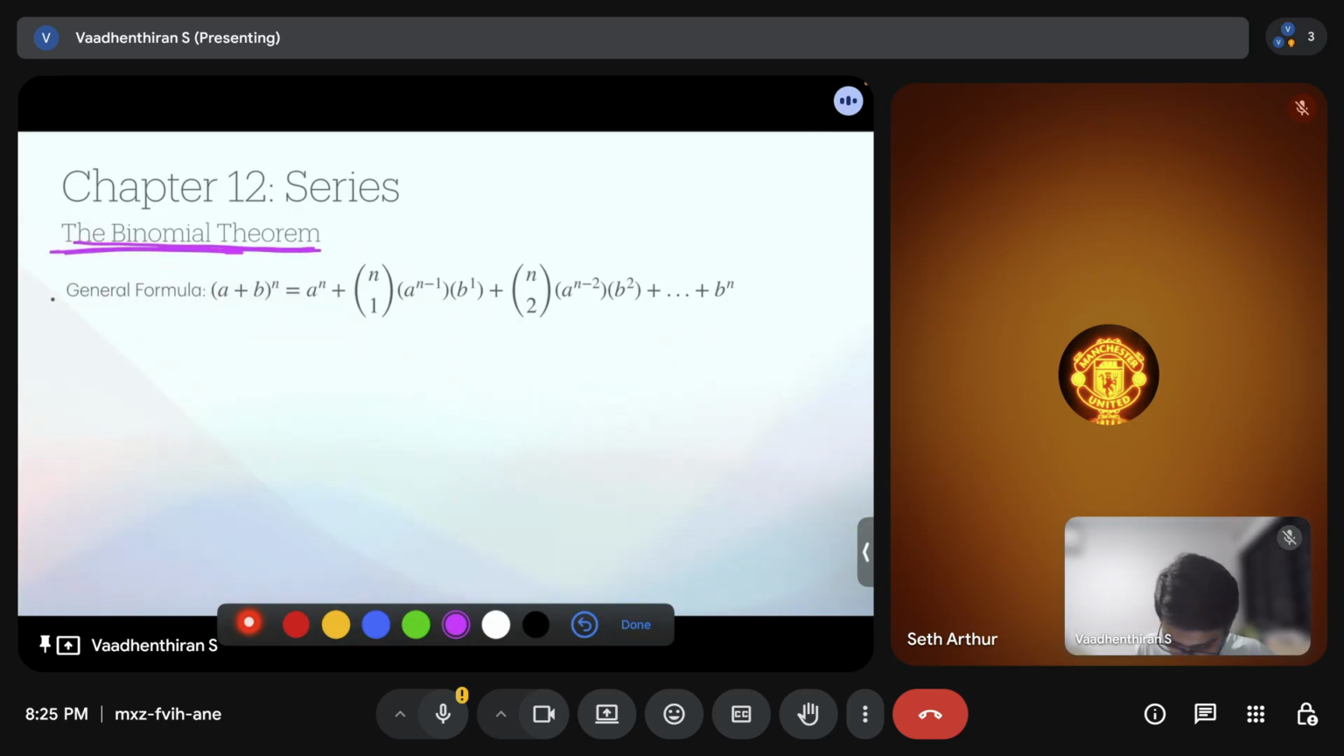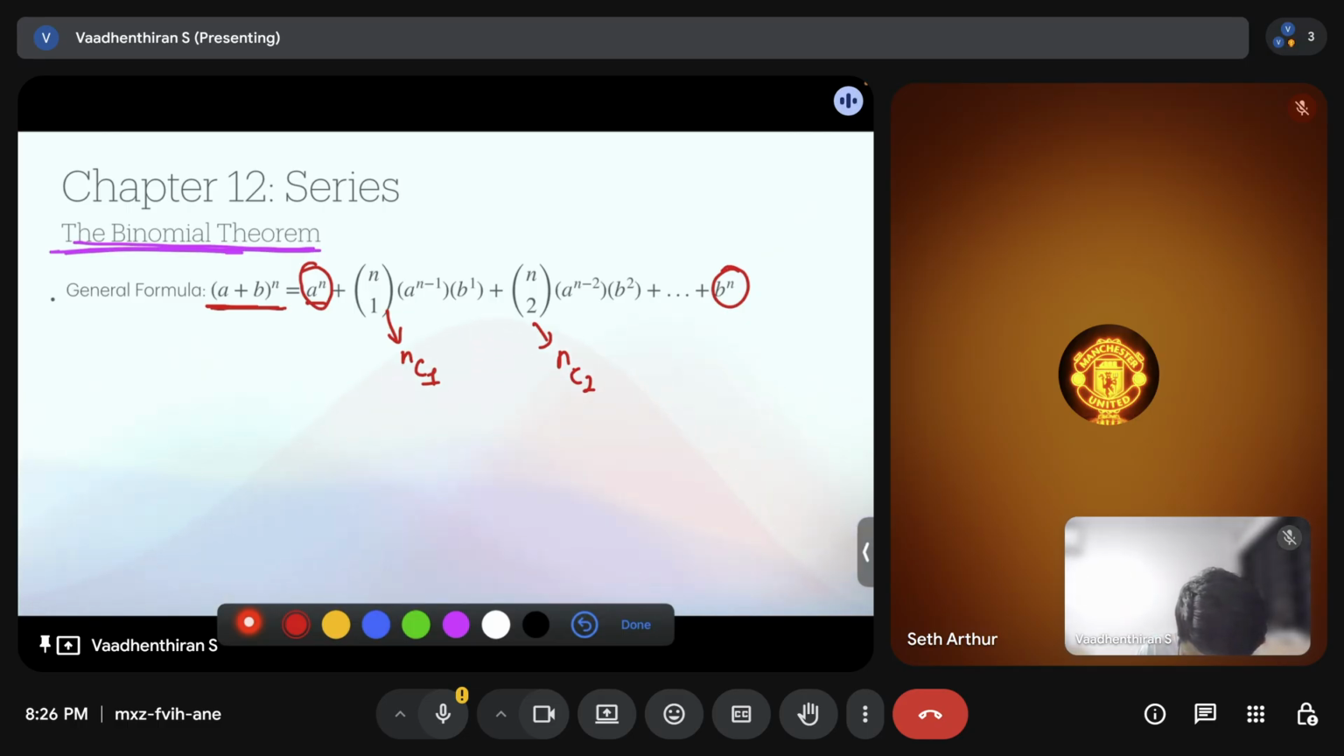So in this binomial theorem, you can see the general formula to expand (a plus b) to the power n is a to the n plus n choose 1, and this means n choose 2. How I remember it is: first you take a to the power n and the last will be b to the power n. These two you can remember easily.